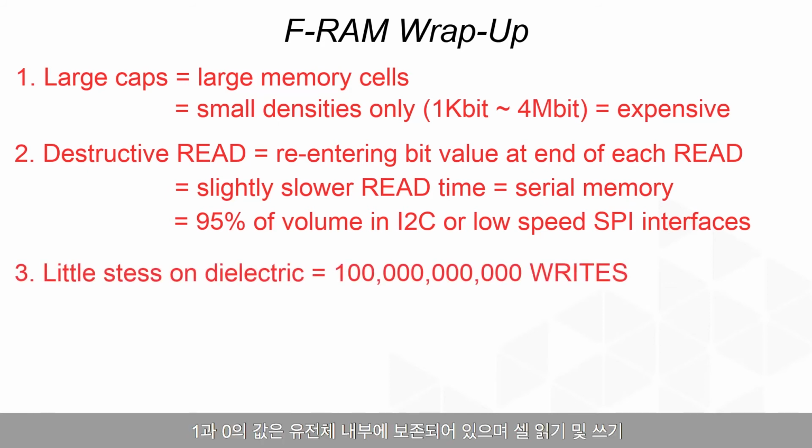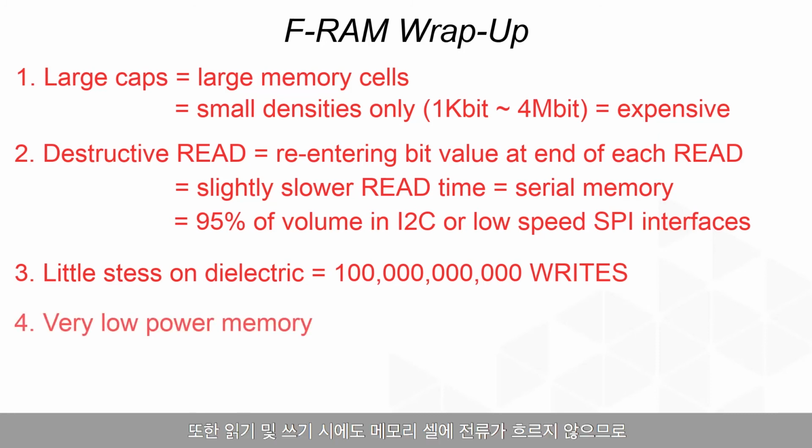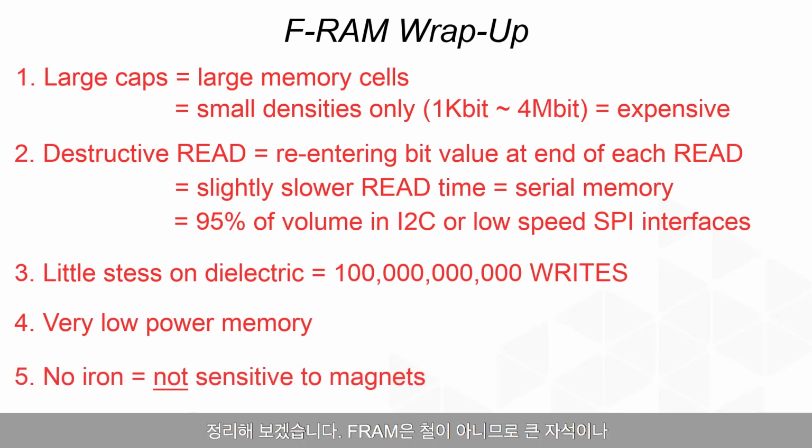Since the 1 and 0 values are stored inside the dielectric, and the electrons that are being used in the process are just moving on and off the plates for both reading and writing these cells, there is no physical damage to the material during writes, and so 100 trillion writes are possible. And since no current flows through the memory cell on either a read or a write function, FRAM happens to be a very low power RAM solution. And again, FRAM is not ferro, not iron, so it's not bothered by big magnets or electric motors. That is an MRAM problem.